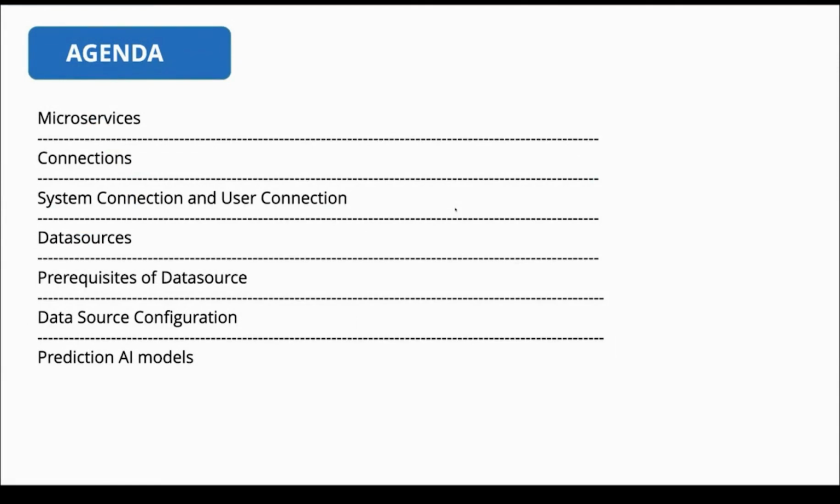We'll be starting with microservices, which has two components. One is connection and the other is data source. Talking about connection, there are again two types of connections: system connection and user connection. Coming to data source, we'll be discussing the properties of data source, what products are considered data sources, the prerequisites, and how we can configure a data source and use it in a Creator application. At the end, we'll also discuss the AI models we have in Creator and how they are reflected in microservices.